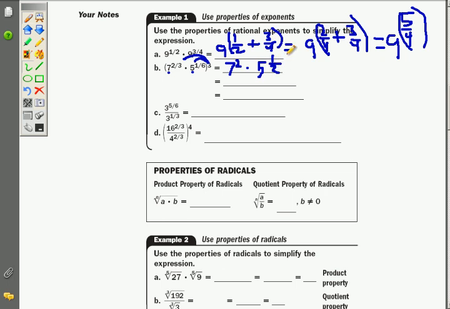And 7 squared times 5 to the 1/2 power isn't really anything magical, so I end up with 49 times either the square root of 5 or just 5 to the 1/2 power. Either way is fine with you. So 49 square roots of 5 would be a fine answer on that one.